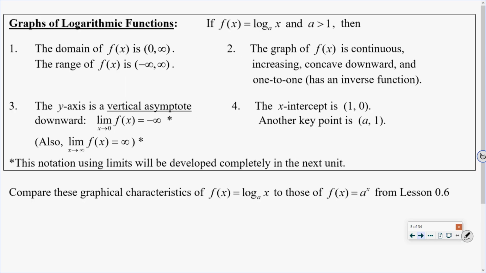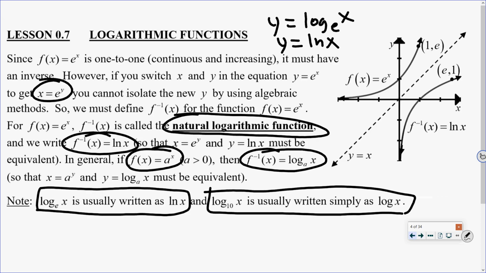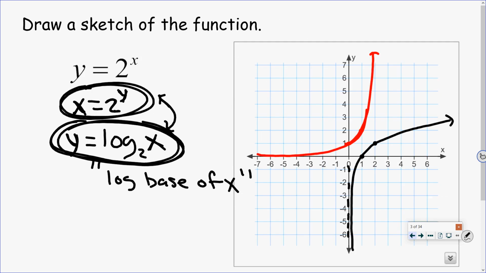Okay, so things we know about logarithmic functions. Let's go back and look at the graph for a second. It's this black graph over here. Things we know: this function is always increasing. The domain, if we run that horizontal line across, the graph doesn't start until it gets to 0, and then it goes to infinity. So it goes from 0 to infinity.